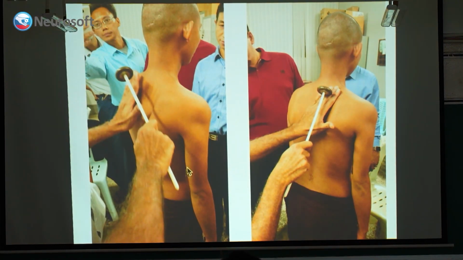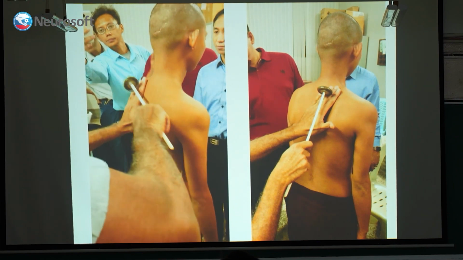Okay, so this again is to show you why the scapula is winging. The upper trapezius muscle is normal, lower trapezius muscle is affected. You see that?